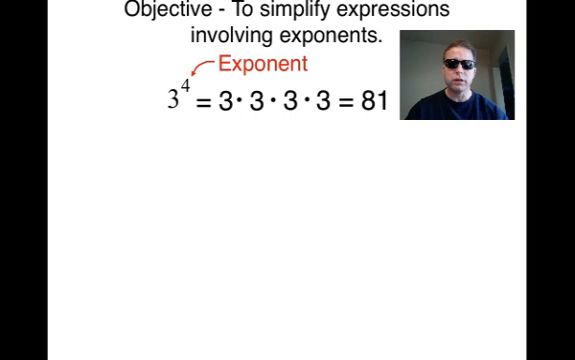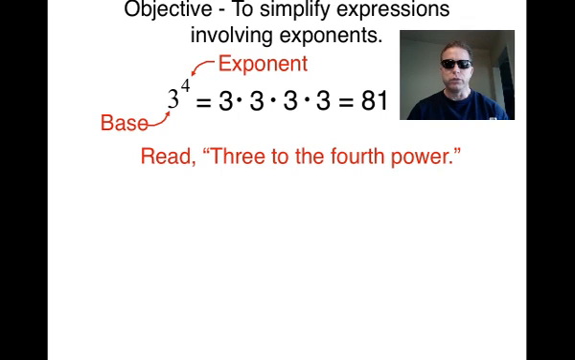Now the little number raised up, that's up high, that's called the exponent. The number that's down at the bottom, that's known as the base. I always think of the base as being the basement, and if you know about houses with basements, the basement's at the bottom of the house, and the base is at the bottom of the number. You can read this as 3 to the 4th power.